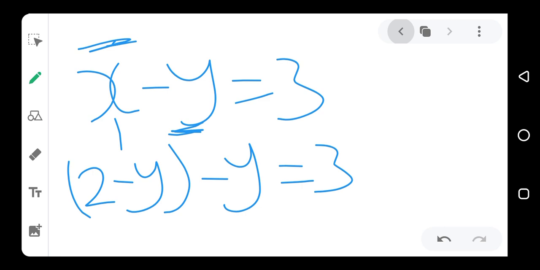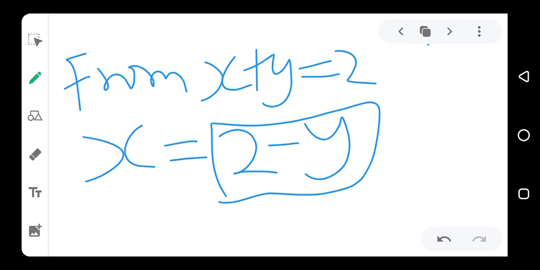First of all, we make x the subject of the formula. When we make x the subject of the formula, it means that we should not use x again. Whatever we say that x is equal to, anywhere we see x, we use it to replace it.